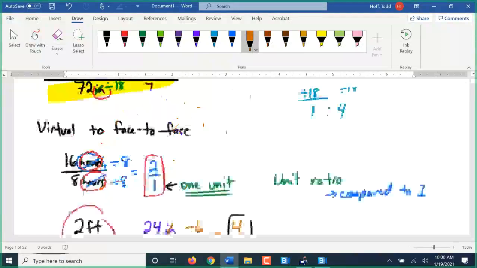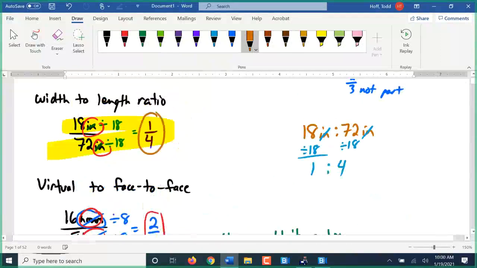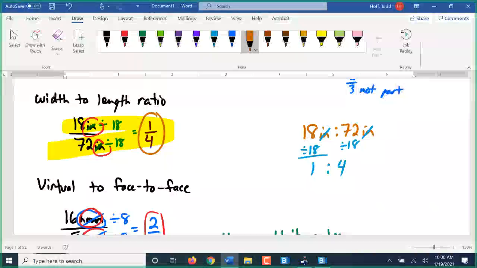If I go back to my table, I had a 1:4 ratio of width to length. The units don't matter. It doesn't matter whether I'm saying for every 1 unit, 1 inch of width, there's 4 inches of length, or for every 1 foot of width, there's 4 feet of length, or for every 1 centimeter of width, there's 4 centimeters of length. It doesn't matter. Whatever unit I put in there, the ratio is 1:4.